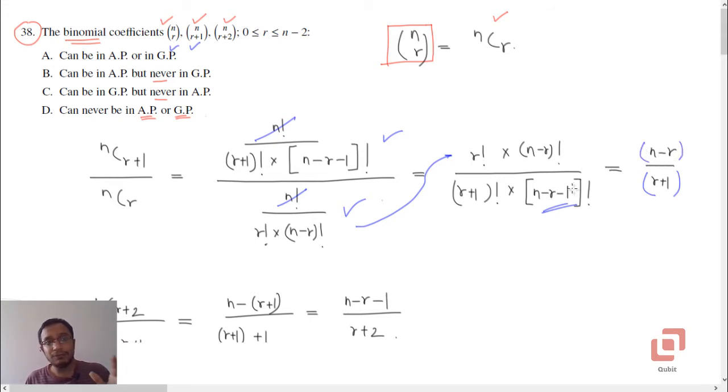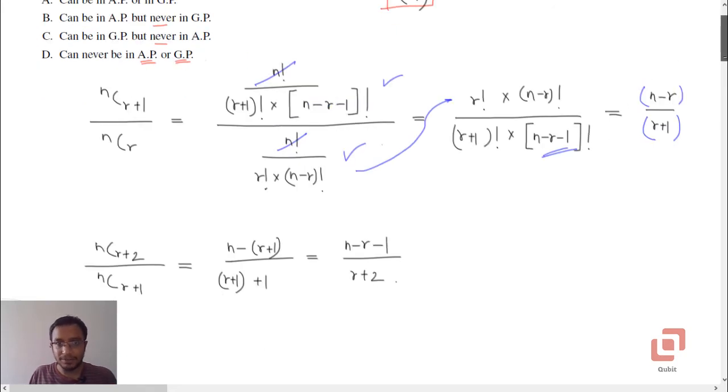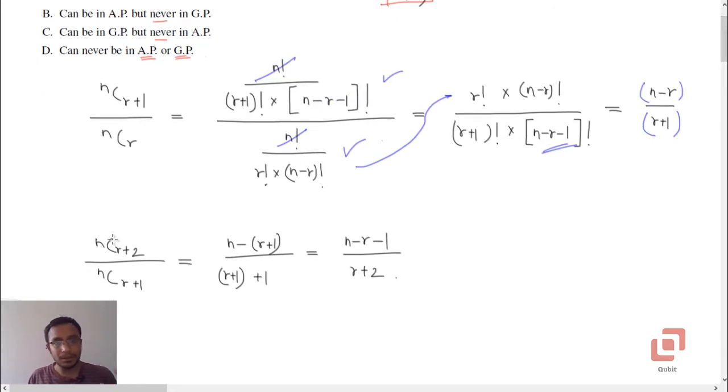Now if we repeat the same process for the next two consecutive terms, that is nCr+2 divided by nCr+1, you'll end up getting (n minus r minus 1) upon (r+2). It's not very difficult to see this now. When you have r+1 and r, in the numerator you have n minus r, so here it will be 1 less than that, n minus r minus 1. And in the denominator, when you have r you have r+1, so when you have r+1, you must have r+2. Of course, you know how to prove it now.